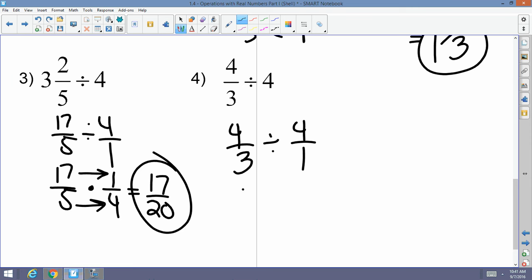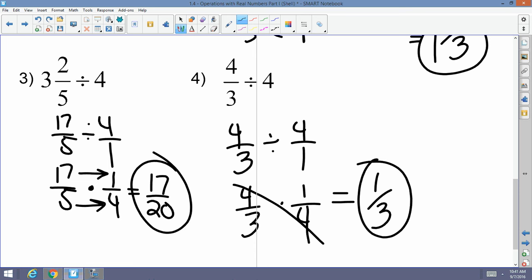Now, stay, change, flip. Whoa. Stay, change, flip. Come on, don't mess up the song. There we go. And that is 1/3, gentlemen. Does that make sense, gentlemen?